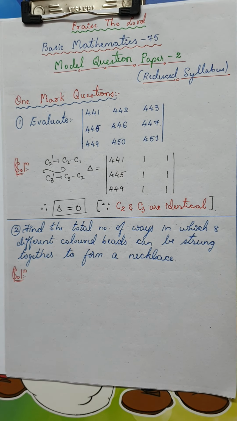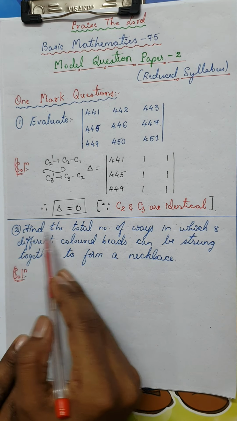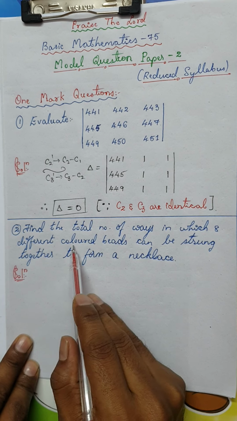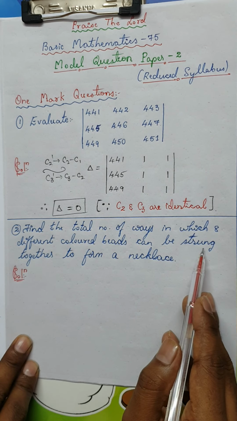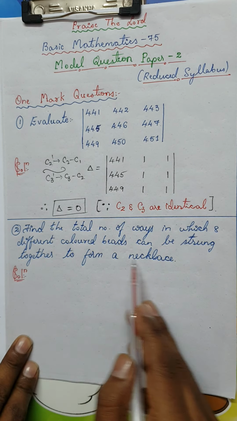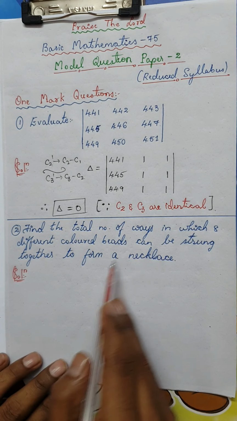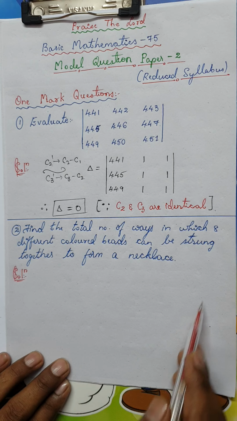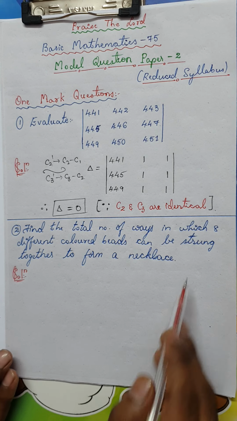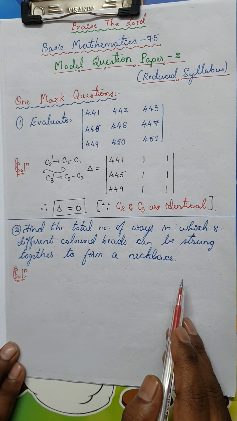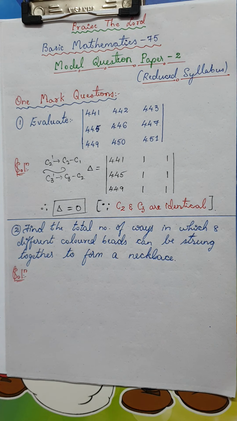Question number 2 reads like this: find the total number of ways in which 8 different colored beads can be strung together to form a necklace. Remember, we are forming a necklace. For a necklace, we know it is a circular permutation. You have to arrange 8 different colored beads into a circular permutation. You should be very careful in this case.